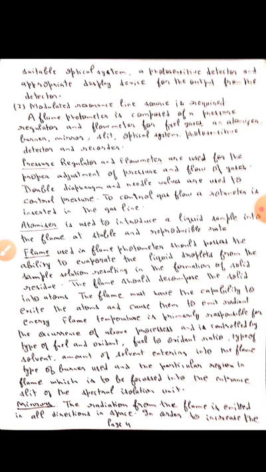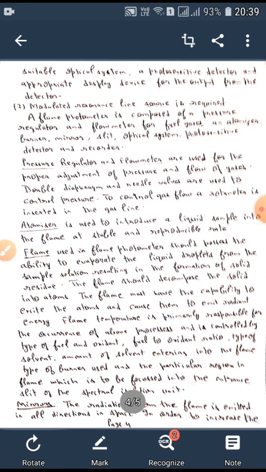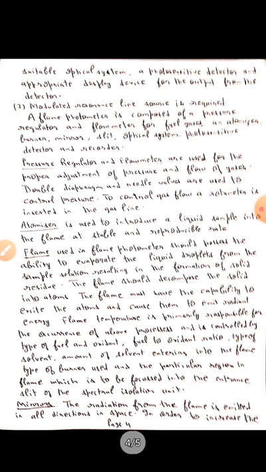Now, a flame photometer is composed of a pressure regulator, whose function is to regulate the pressure, a flow meter, which monitors the flow rate of the fuel gases, an atomizer burner for exciting the atoms and vaporizing the sample, mirror, slit, an optical system, photosensitive detector, and recorder. Let us see one by one the functions of each of these parts.